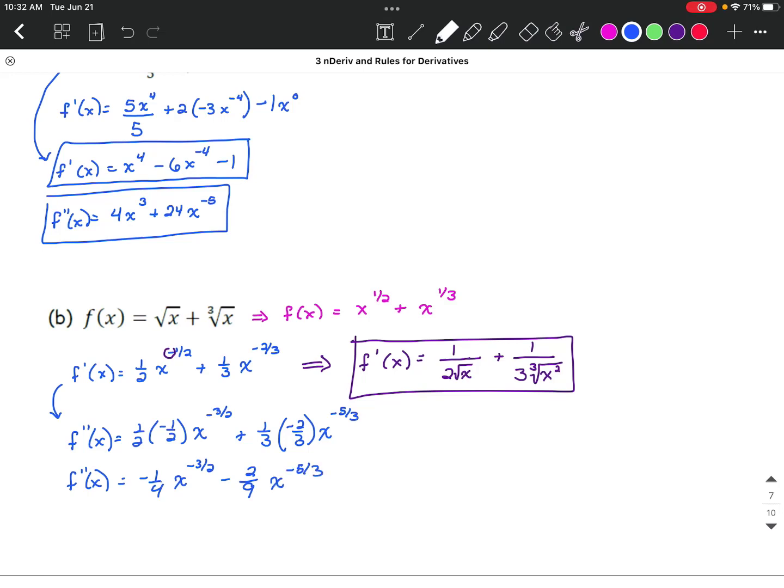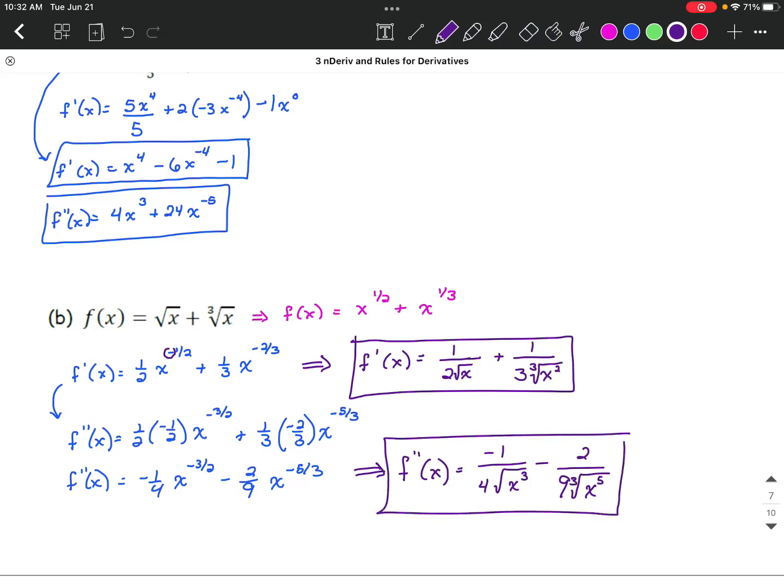But again, you have negatives and fractions in the exponents, so we need to rewrite this. F double prime of x equals, I have negative 1/4. The negative tells me to put the x in the bottom. The 3 is the exponent, and the 2 tells me to take the square root. Minus 2/9. The negative tells me to put the x in the bottom. The 5 is the power, and the 3 is the root. And here is my second derivative.